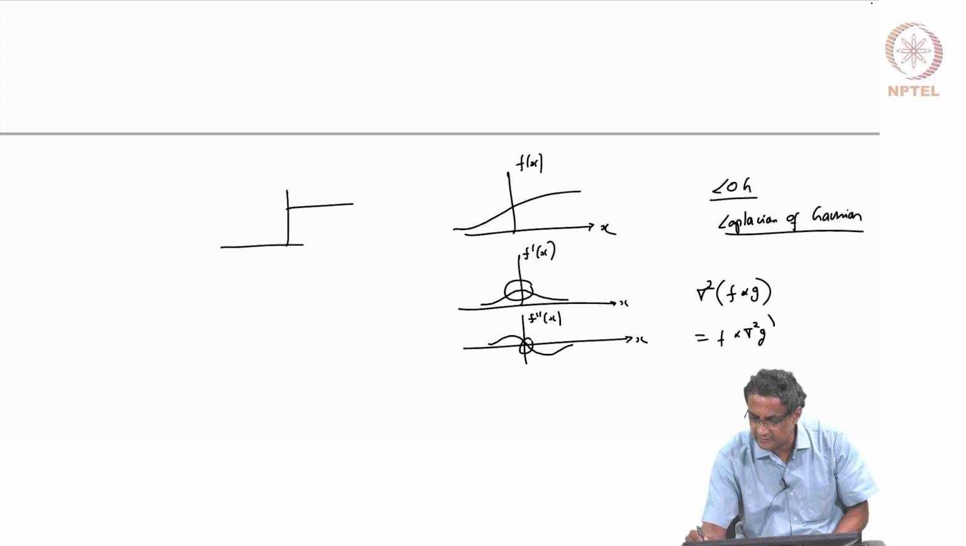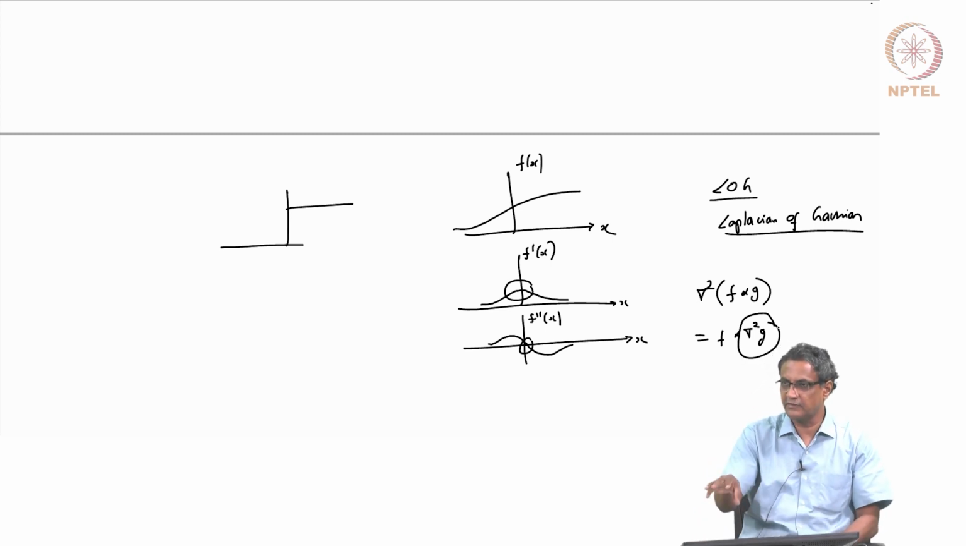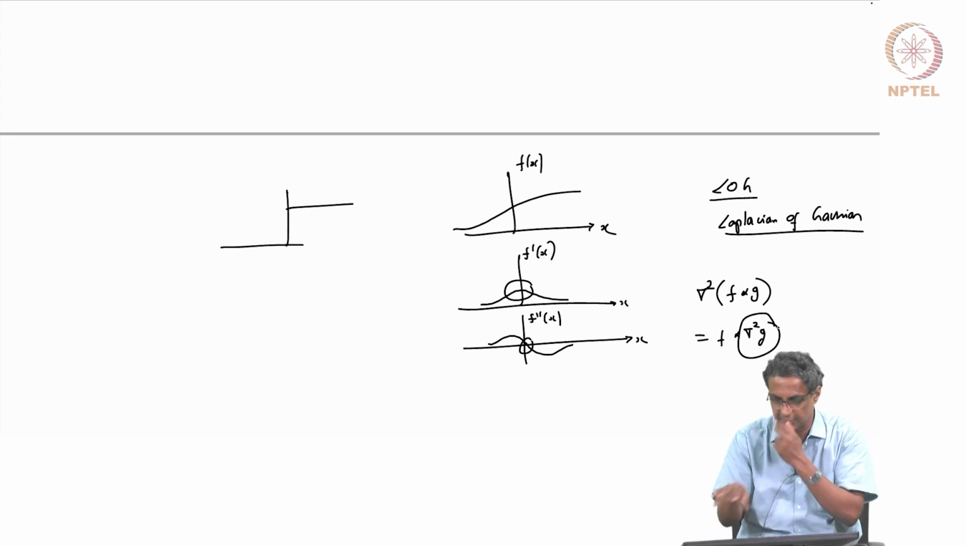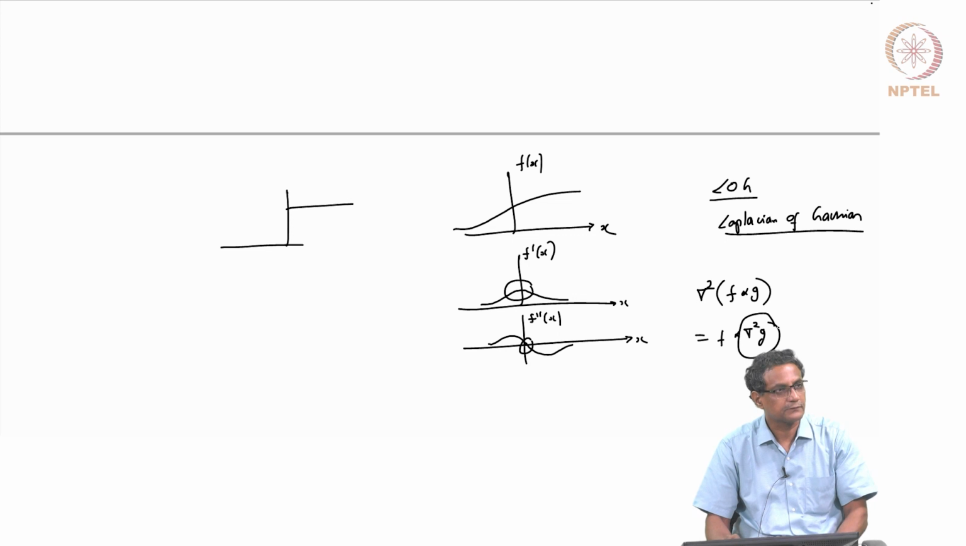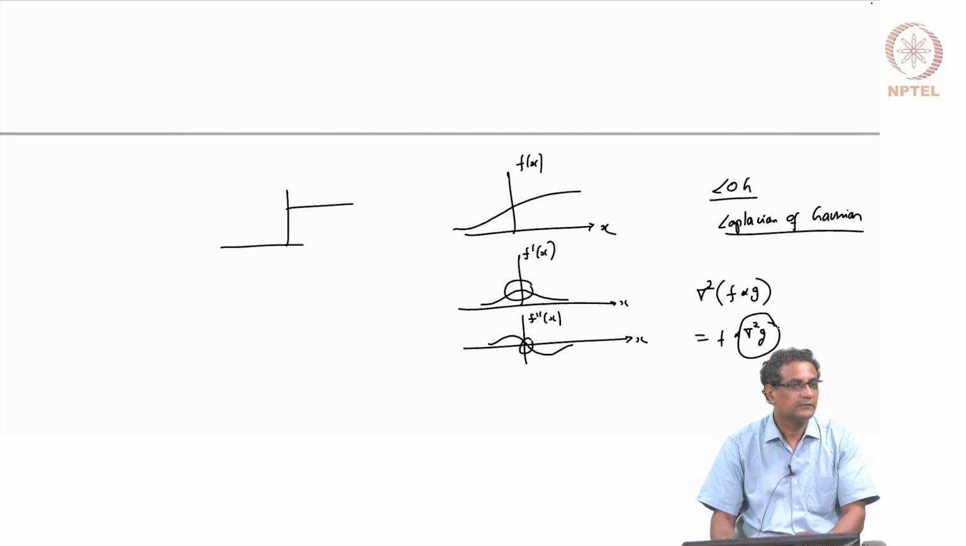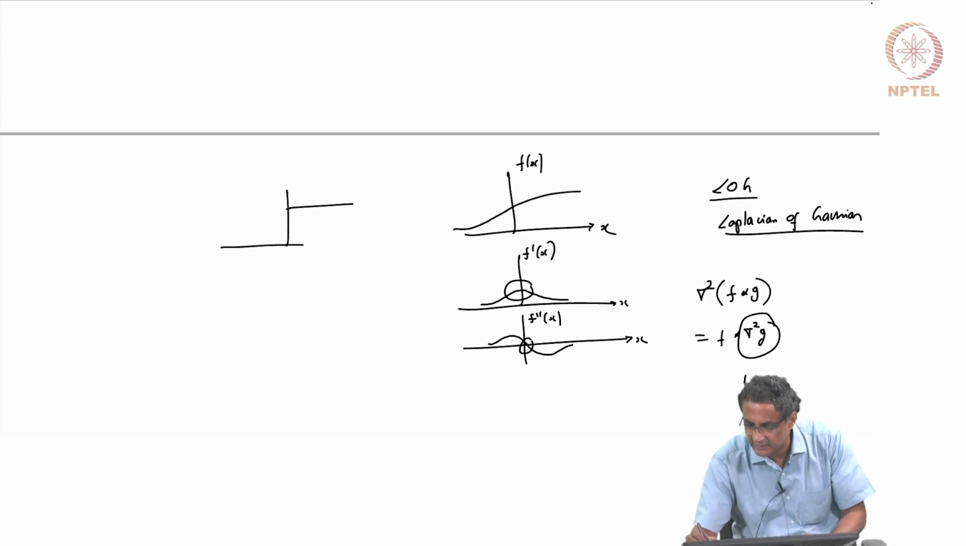In a sense, this is an operator by itself, just like del square is a Laplacian, del square G, where G is a Gaussian, is a Laplacian of the Gaussian, and this goes by a particular name. It has a particular shape which you have seen in movies. The Mexican hat. If you plot it, it will look like a Mexican hat.